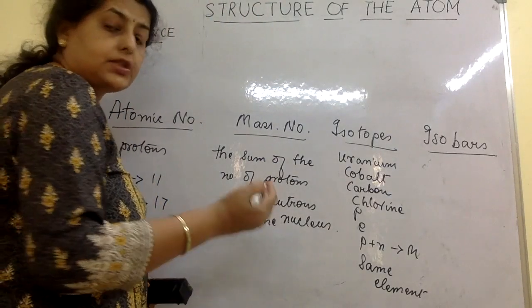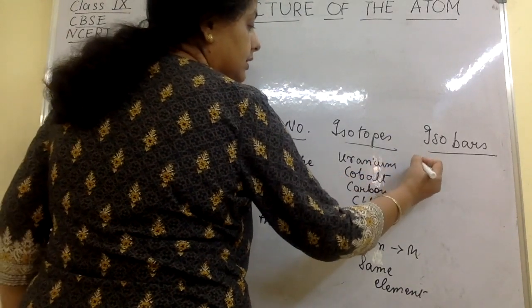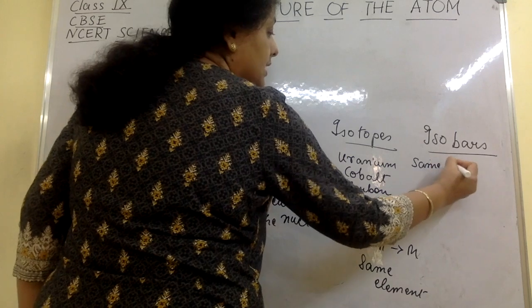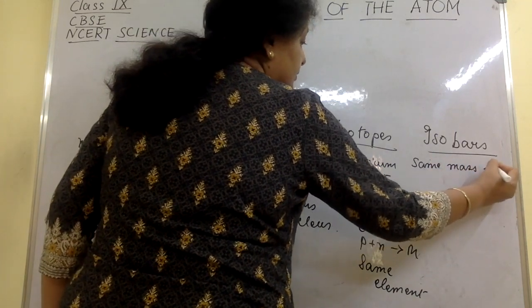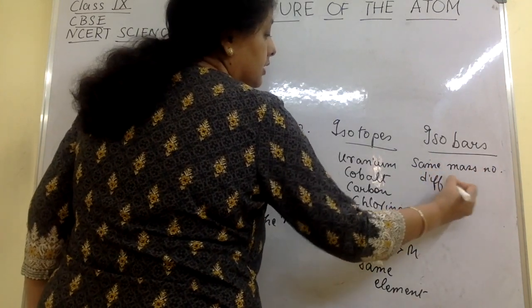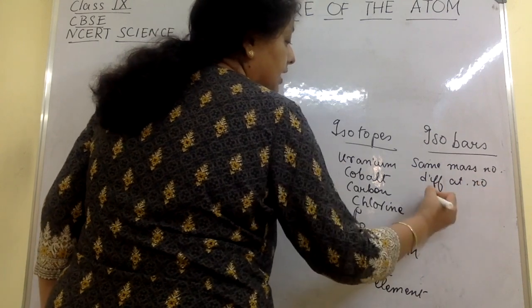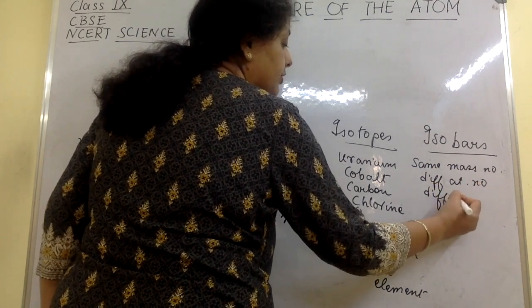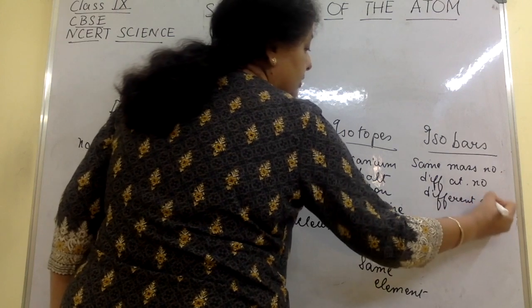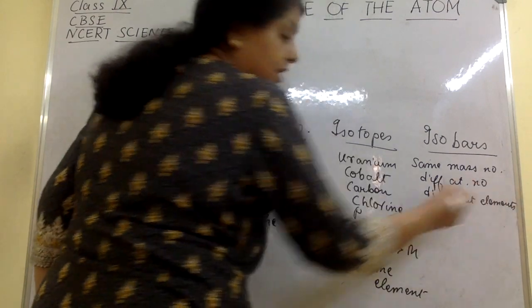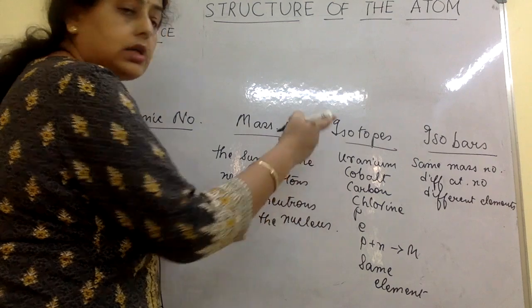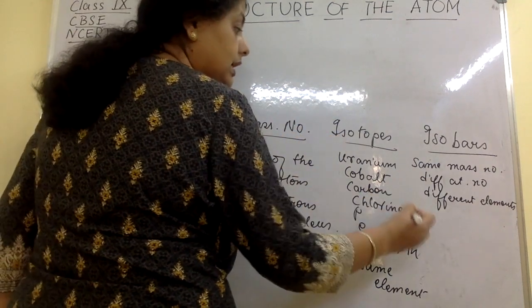Now coming to isobars, they have the same mass number, different atomic number, and they come from different elements. This is to be remembered, different elements. They don't belong to the same element like you had for isotopes. Okay, now they come from different elements.